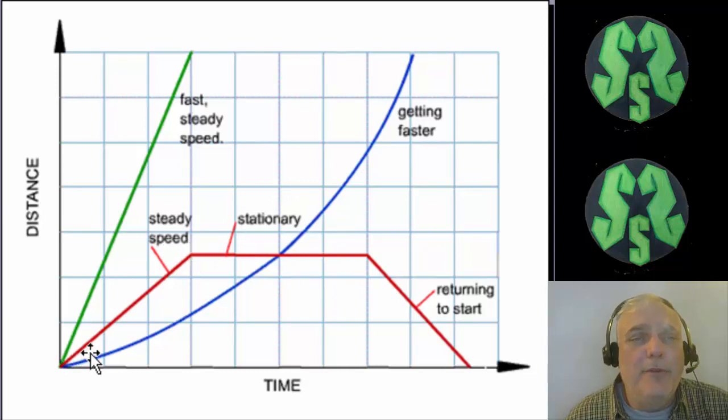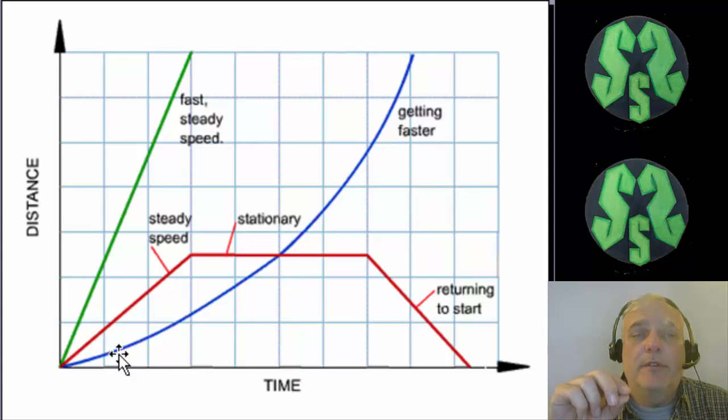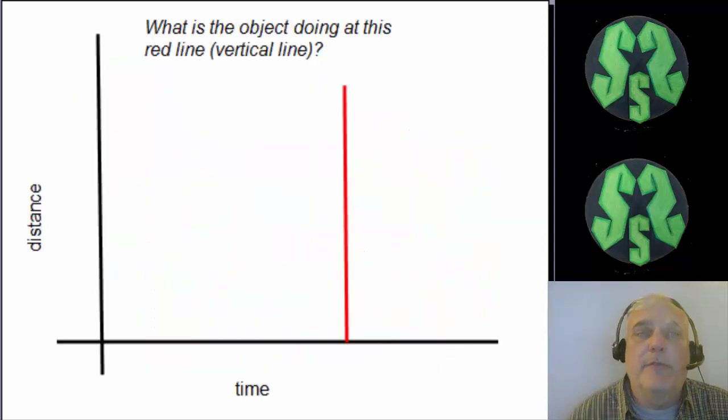And then finally, the blue line, you see that it starts off relatively slow, relatively horizontal, flat, and then it gets more and more vertical, it's getting faster and faster. Something like this might be like a rocket launch. So at the beginning of the rocket launch, the rocket is moving slowly. As it gets further and further away from the Earth, it's going to be moving faster and faster.